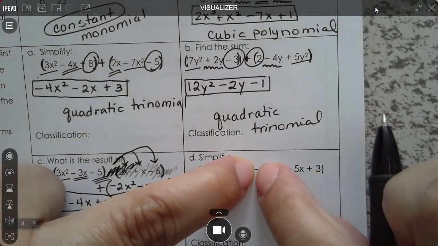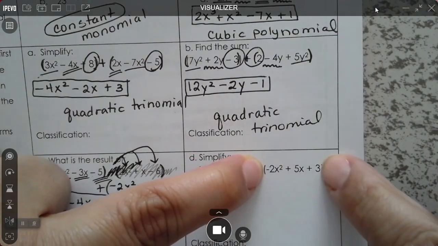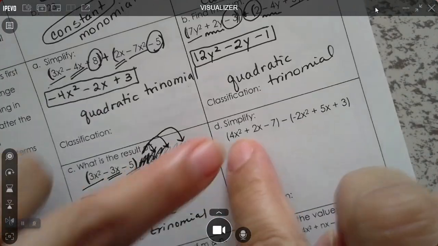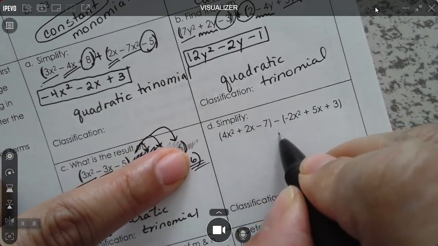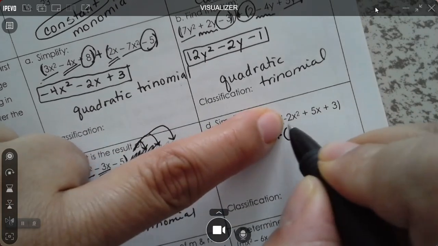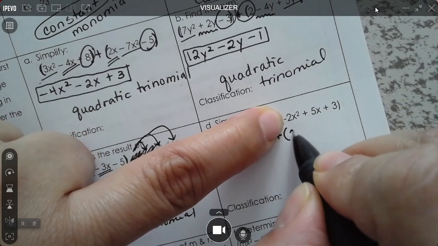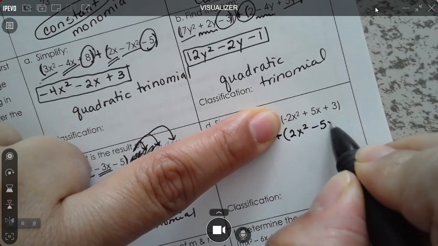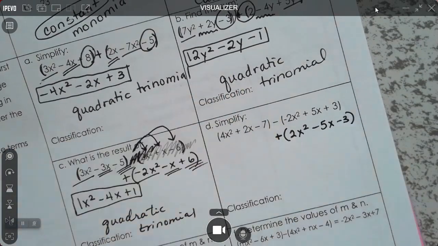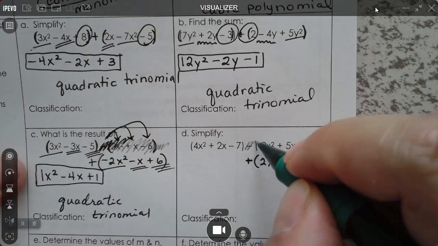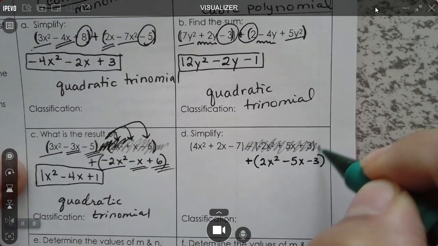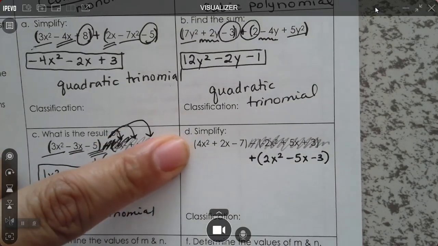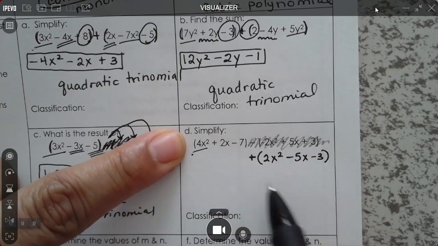All right, this one, same thing. When we distribute this negative sign, everything inside this set of parentheses is going to change signs. Clear? And so we're not touching the first one, but this right here becomes plus, and then inside, negative 2x squared becomes positive 2x squared. The 5x and the 3 become negative 5x and negative 3. Okay? And this is why I'm crossing this out. So now combine your like terms.